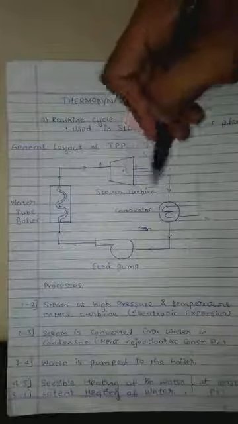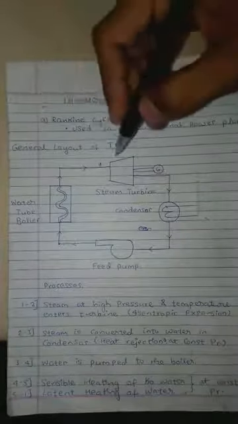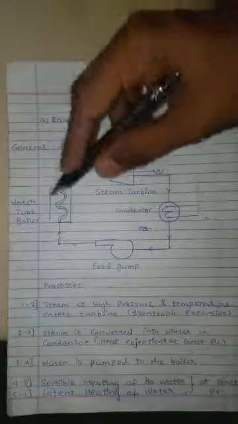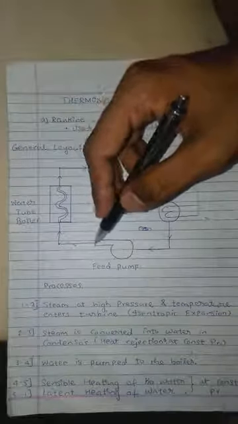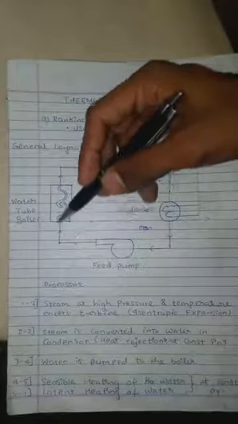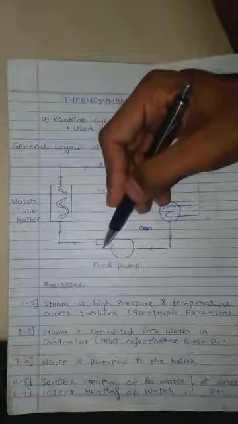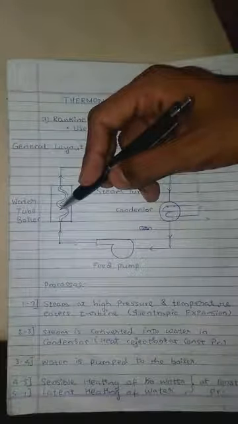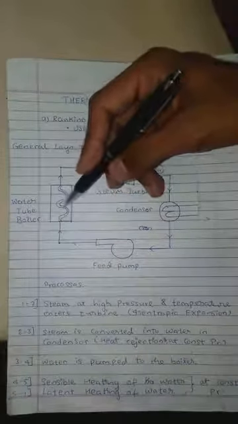It has four major components: feed pump, boiler, turbine and the condenser. It also has other components, but for numerical solving purposes, only these four components are important. So, what happens in the feed pump? The pumping of the feed water takes place to the boiler, where the pressure is increased from condenser pressure to the boiler pressure, and the process is basically reversible adiabatic.